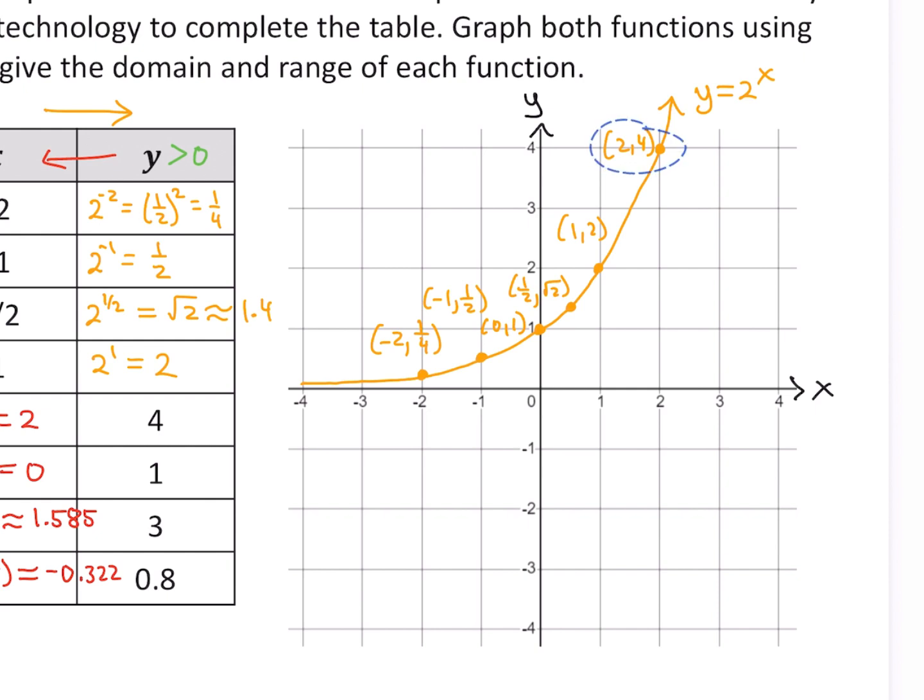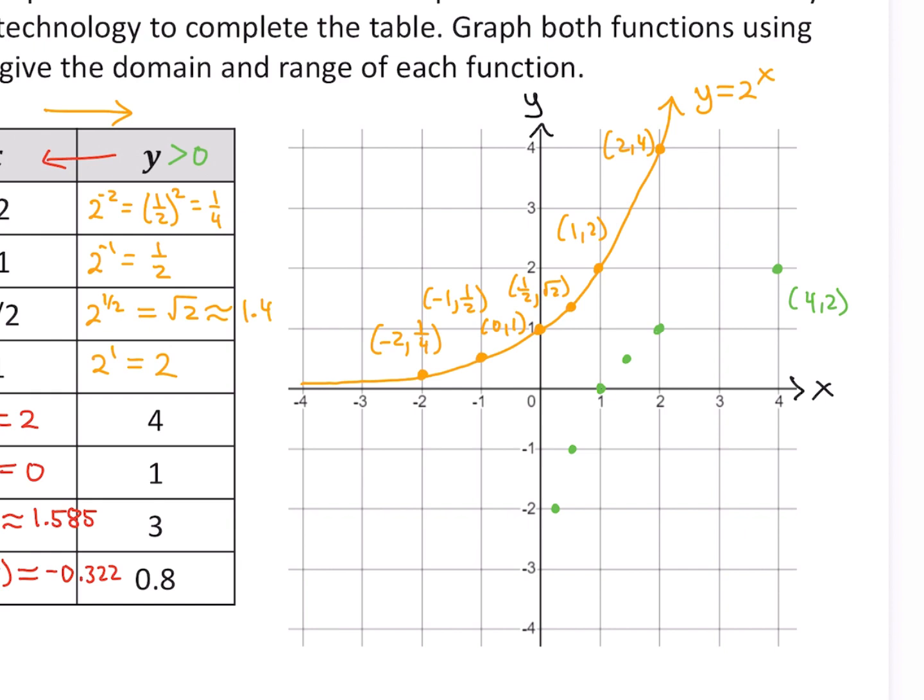So this point 2, 4, switch the x and y coordinates to be 4, 2. This point 1, 2 becomes the point 2, 1. The point 1 half comma radical 2 will become radical 2 comma 1 half. 0, 1 becomes 1, 0. Negative 1, 1 half becomes 1 half, negative 1. Negative 2, 1 fourth becomes 1 fourth, negative 2.